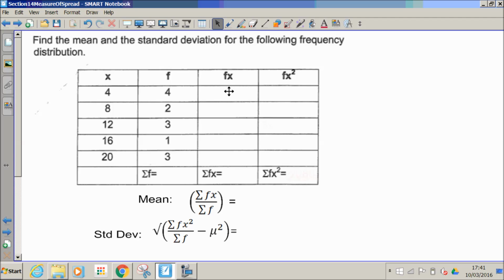So this column here is f times x, so in this cell we have 4 times 4, and in this cell we have frequency 2 times 8, and in this cell 3 times 12. Now in this column we have the frequency times the value of x squared. So for this cell here we have 4 times 4 squared, which is 64. In this cell here we have the frequency 2 times 8 squared, and so on.